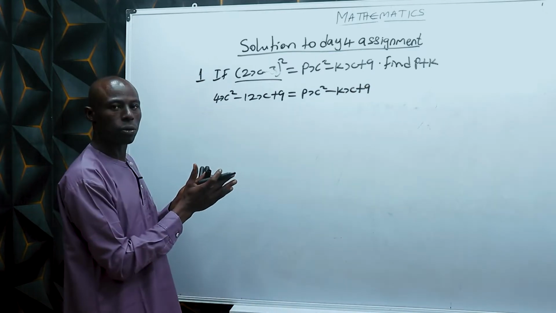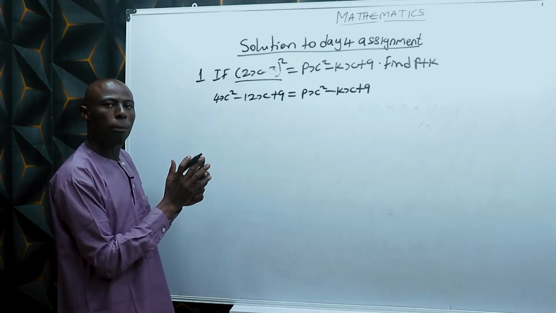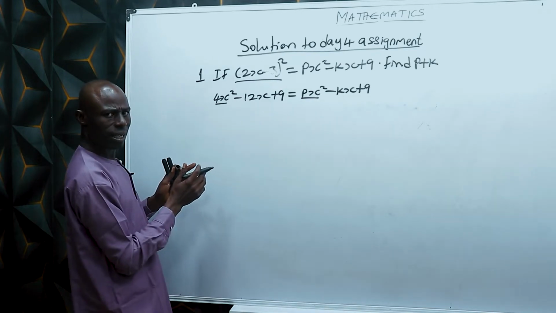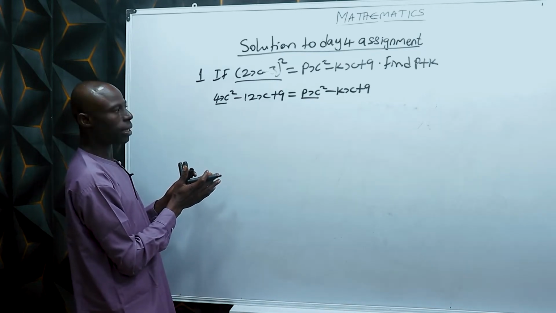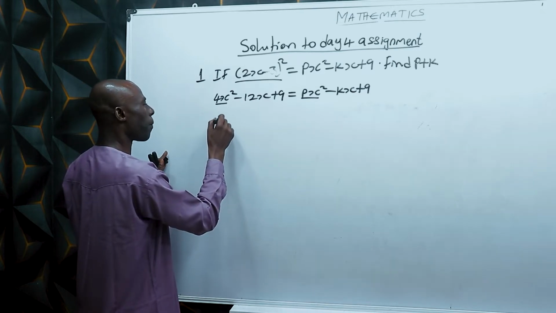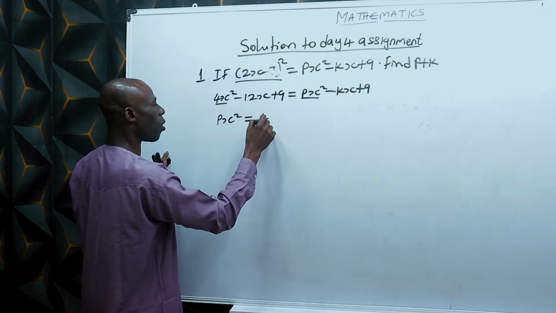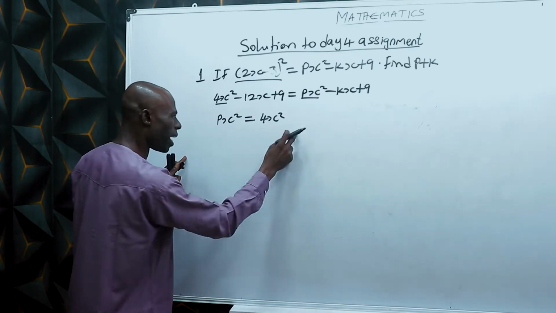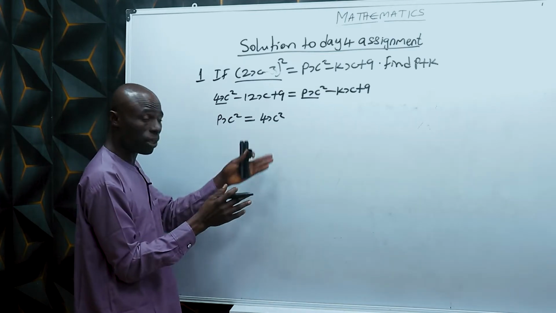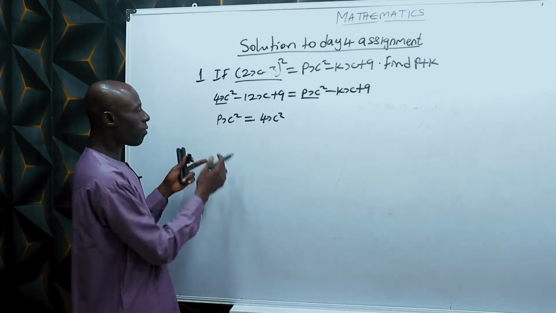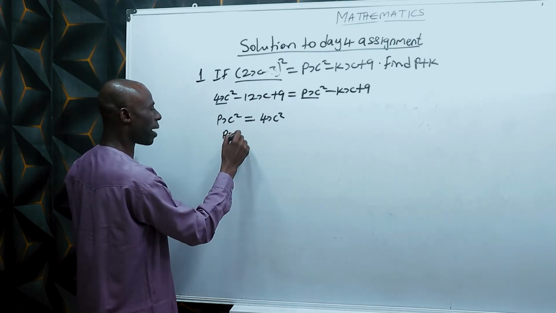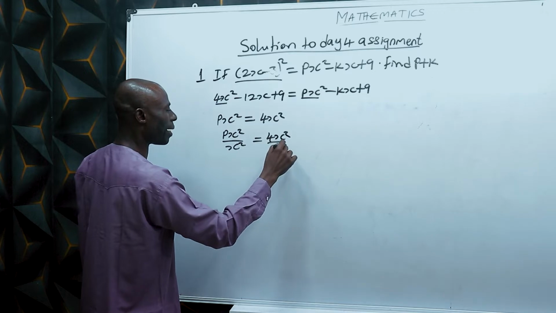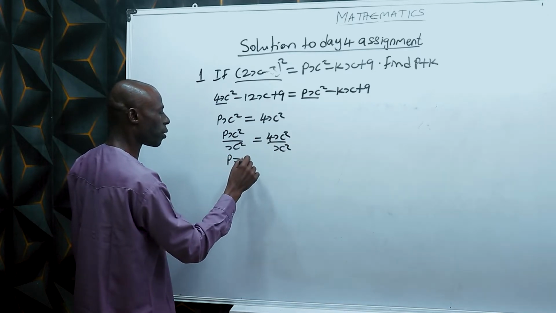So, when you get to this level, you answer the question by comparison. You can see this and this, they are similar to each other. So you equate them, you write px squared is equal to 4x squared. For you to get the value of p, divide both sides by x squared that you don't want. It is p you need. So you have px squared divided by x squared equals 4x squared divided by x squared. So eventually you have p equals 4.